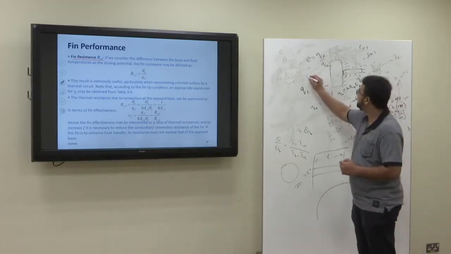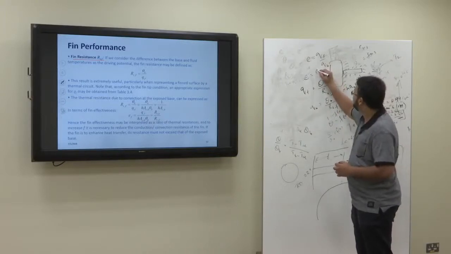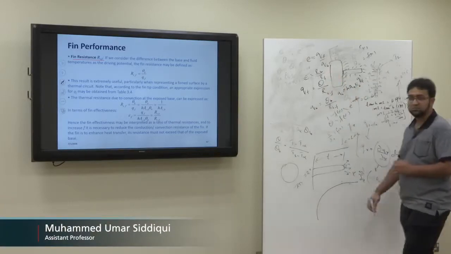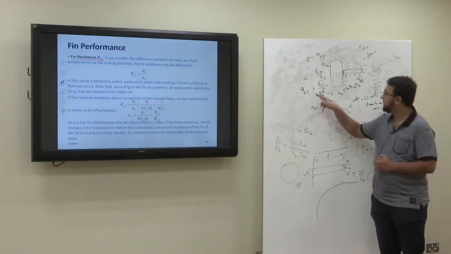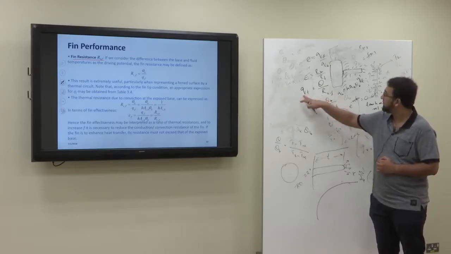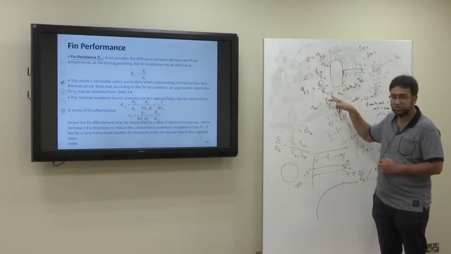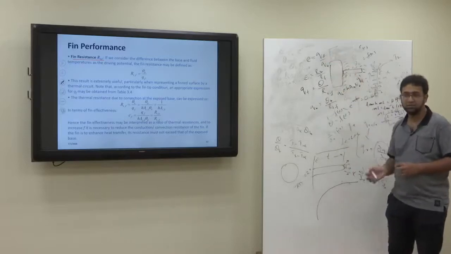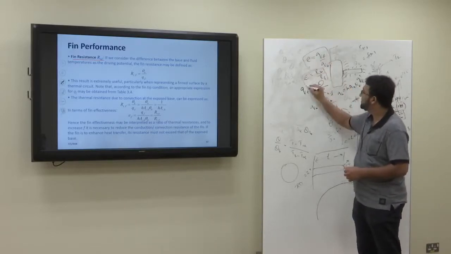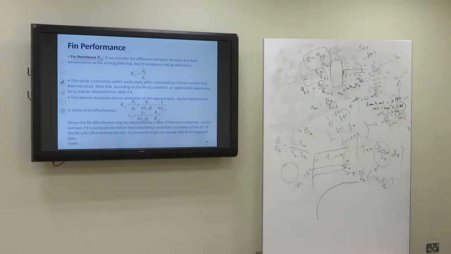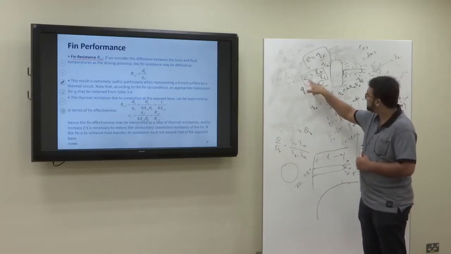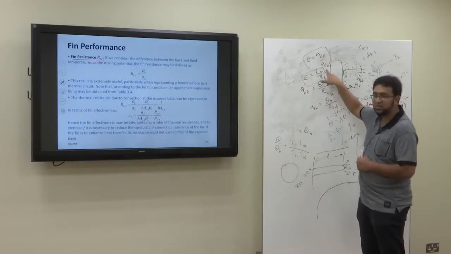In terms of the resistances, we can write fin effectiveness is equal to resistance of the base divided by resistance of the fin. You see, Q and R are inversely proportional to each other. When Q is up, R will be down, and when Q is down, R will be up. So fin effectiveness can be represented in terms of the Q's or in terms of the resistances. Effectiveness will be high if the resistance of the fin is low and the resistance of the base is high.